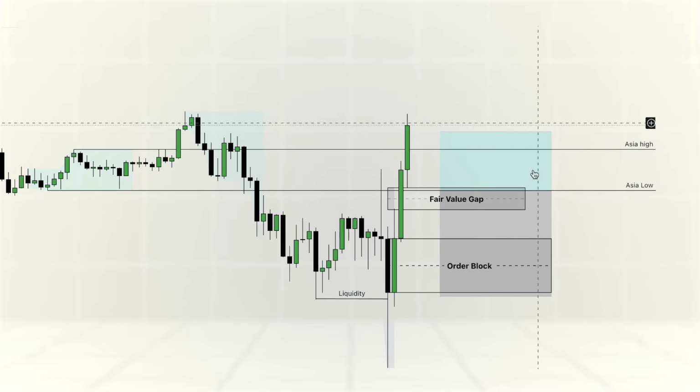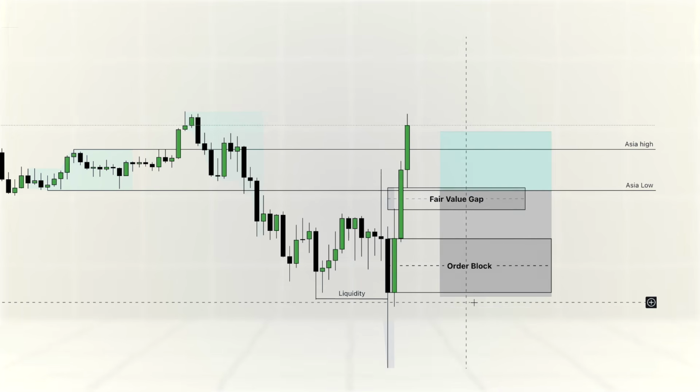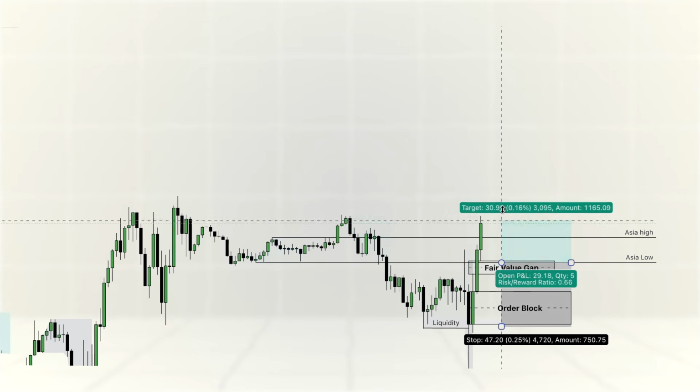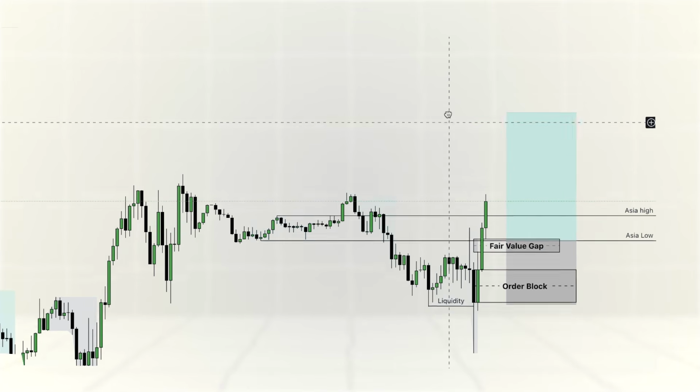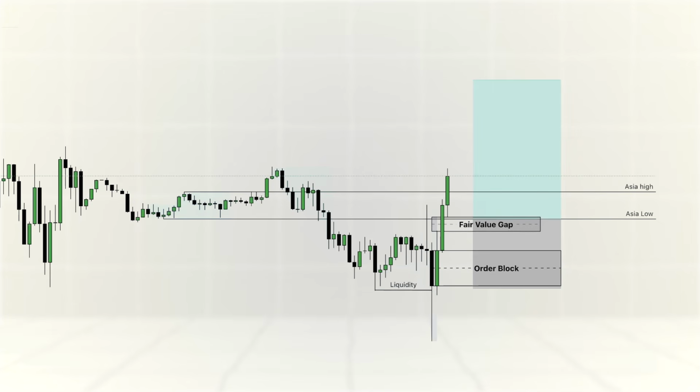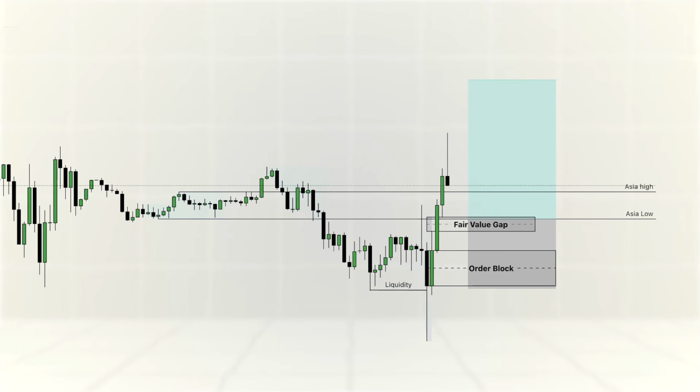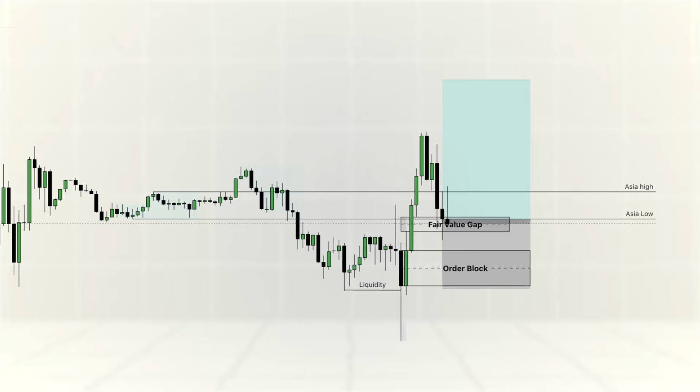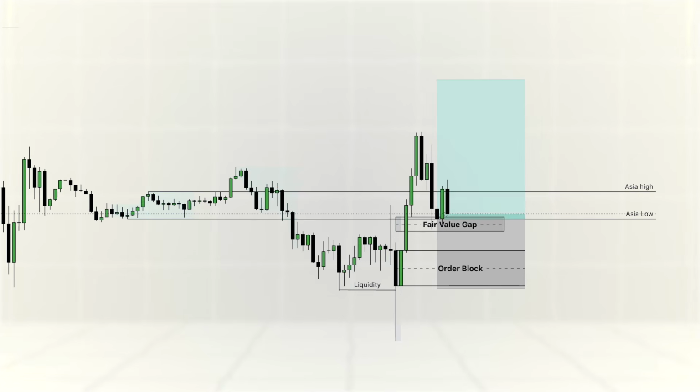From here, we simply target a 2-to-1 risk to reward. When trading this strategy, you should always aim for a minimum of 2R. Now let's play price forward and see what happens. Price taps us into the trade, and what happens next? Price rallies upward and hits our take profit.